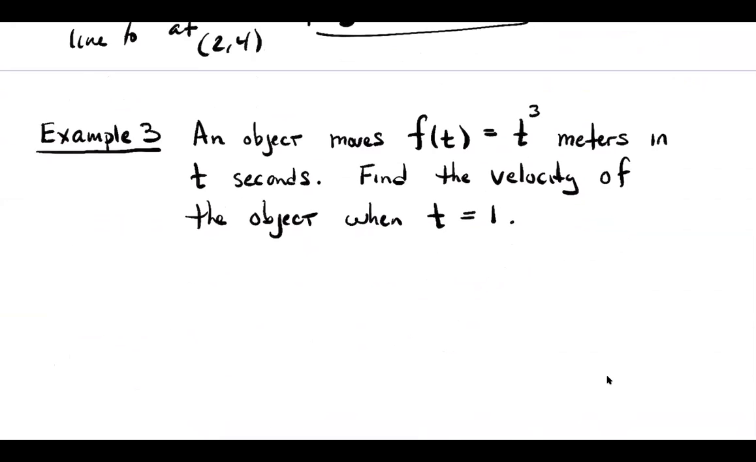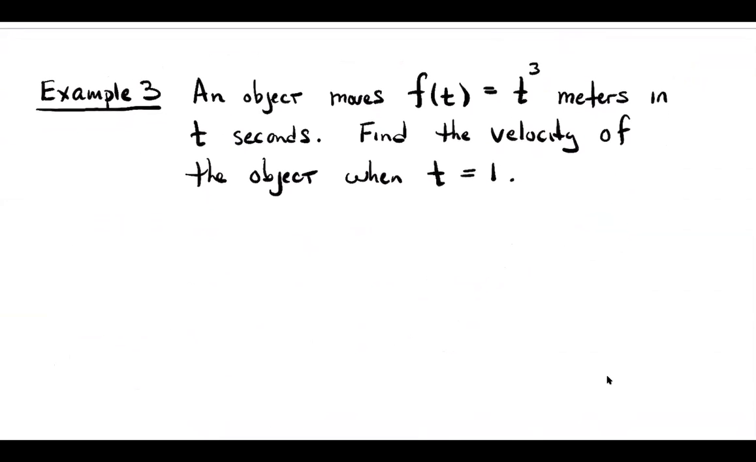Okay, so here's my third example. I'm given that an object moves t cubed meters in t seconds. So this is a position function. Anytime somebody's telling me about how far something moves in some amount of time, it's a position function. All right, and then what's the question? The question is, well, find the velocity, that's the key word, of this object when t is equal to 1.